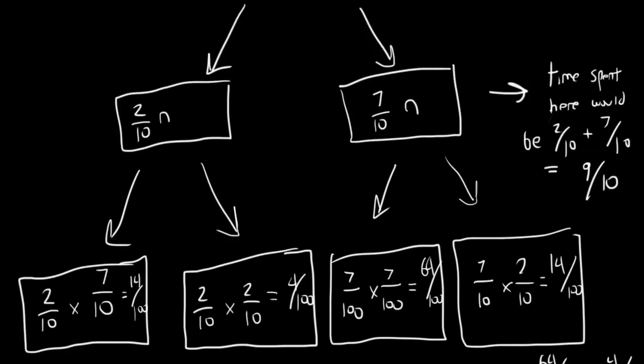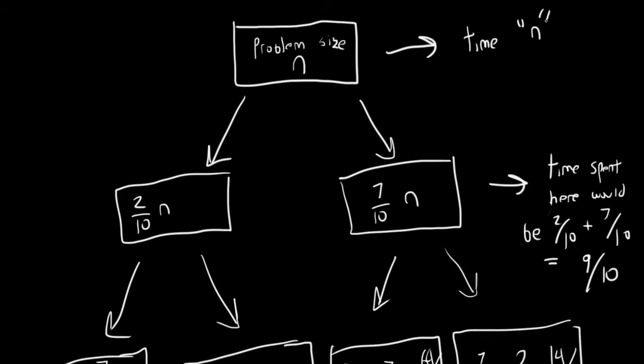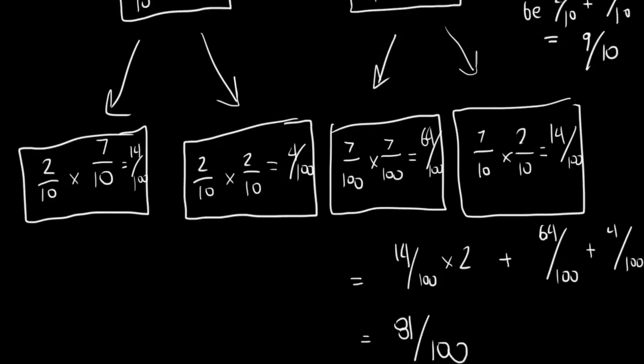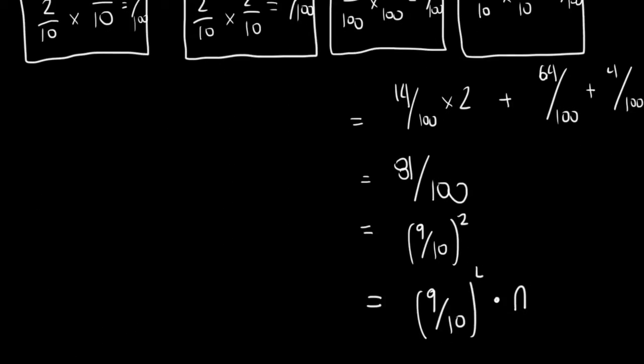If you go to the top level that we had over here, time n, we're on level 0 at the top. So if you had exponent 0 on top of the 9 over 10 fraction, that's going to be 1, and that's how you get the n. Then you keep working your way down, and that's how you see that the pattern is starting to form, and things are starting to make a bit more sense.